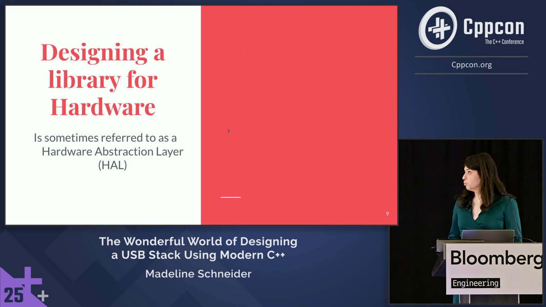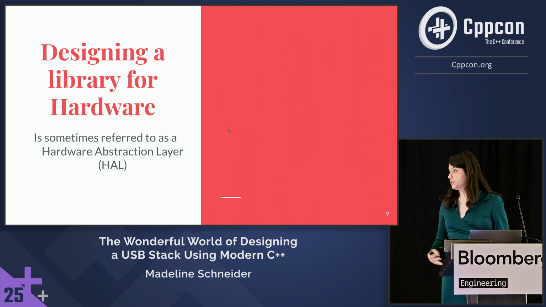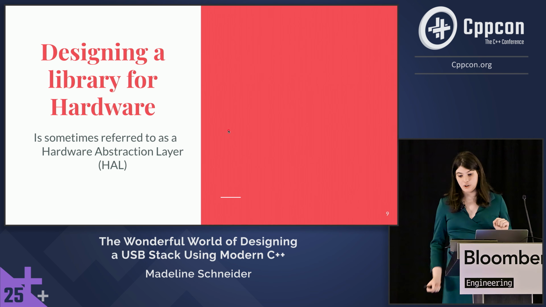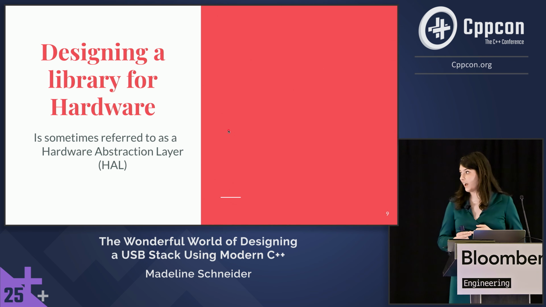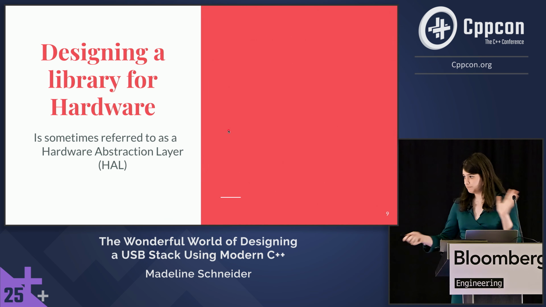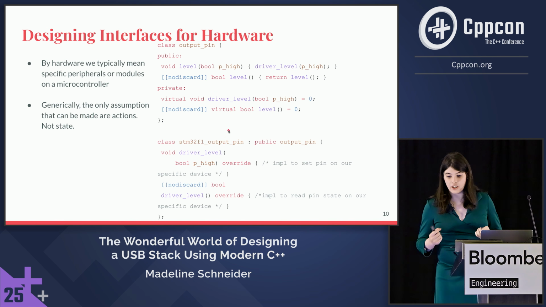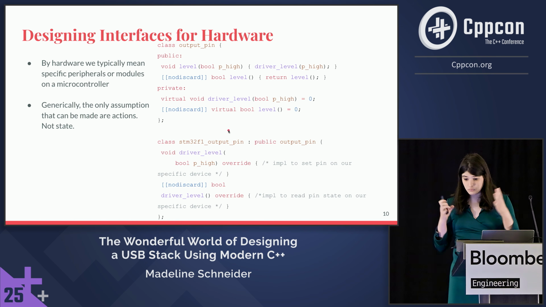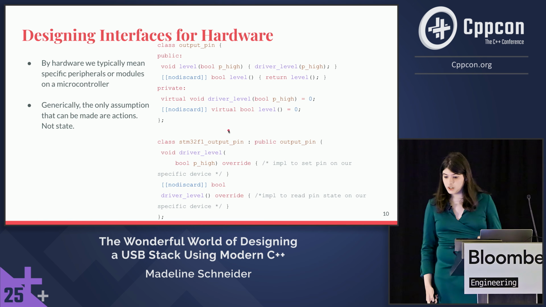Okay, so before we can talk about designing a library for USB hardware, we have to back up. We have to talk about designing a library for hardware in general. This is sometimes known as a hardware abstraction layer, or a HAL. It's also the namespace I'll be using in a lot of the code examples. So when we say designing for hardware, typically we mean peripherals on a specific chip or microcontroller, stuff like that.